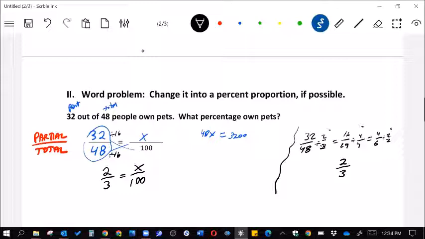So I can do it in steps like this, or I can do it all at one time if I recognize that it's a 16 total. It doesn't matter, as long as you can get it to 2 over 3, then cross multiplying becomes much easier. Oops, let's get those zeros back. So I get 3x equals 200, and then I divide by 3.